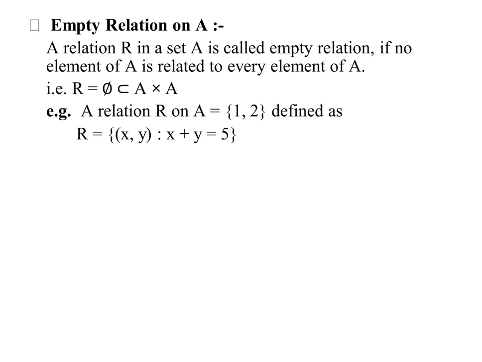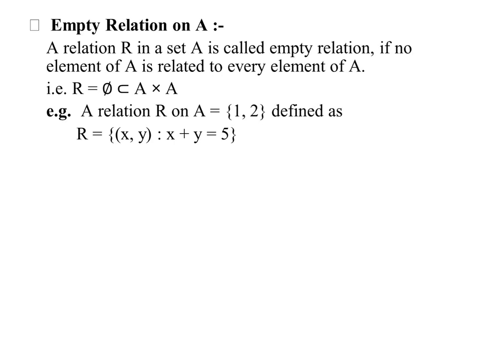Next, pair 1 2. Then x equal to 1, y equal to 2. So 1 plus 2 is equal to 3, not equal to 5. Next 2 1, similarly 3, not equal to 5. Next pair 2 2, x equal to 2, y equal to 2. So 2 plus 2 is equal to 4, not equal to 5. This means R is an empty relation.